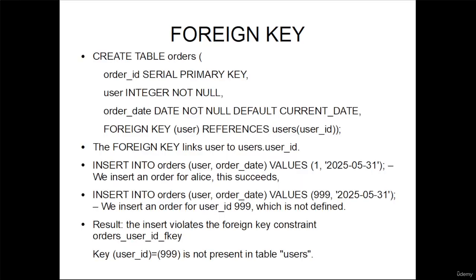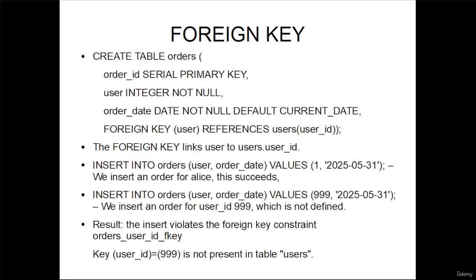Foreign key. A foreign key is a column, or set of columns, in one table that references the primary key in another table. It enforces referential integrity, ensuring that the foreign key value matches an existing value in the referenced table's primary key. The primary key in the parent table is referenced by the foreign key in the child table. This creates a parent-child relationship, ensuring data consistency, as no order can reference a non-existent user.